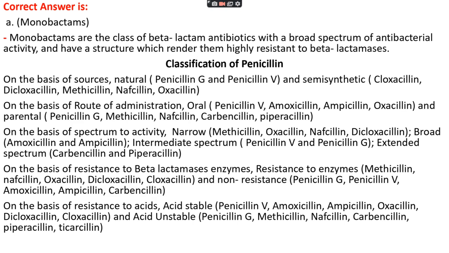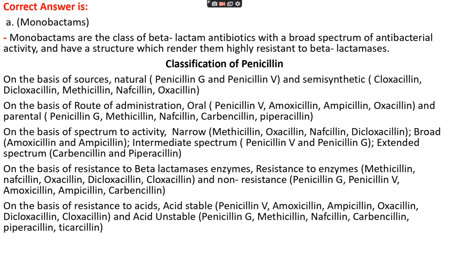Okay, on the basis of route of administration, oral penicillins are penicillin V, amoxicillin, ampicillin, oxacillin, and parenteral are penicillin G, methicillin, nafcillin, carbenicillin, and piperacillin. On the basis of spectrum of activity, narrow spectrum penicillins mainly include methicillin, oxacillin, nafcillin, dicloxacillin, while broad spectrum include amoxicillin, ampicillin. Intermediate spectrum may include penicillin V and penicillin G. Extended spectrum may include carbenicillin and piperacillin.